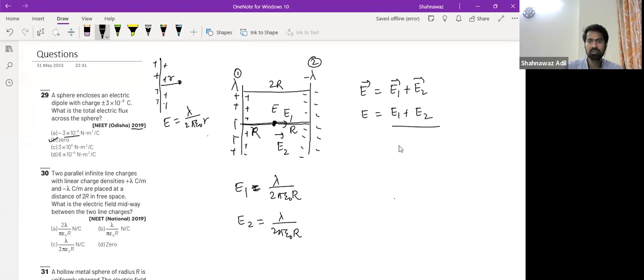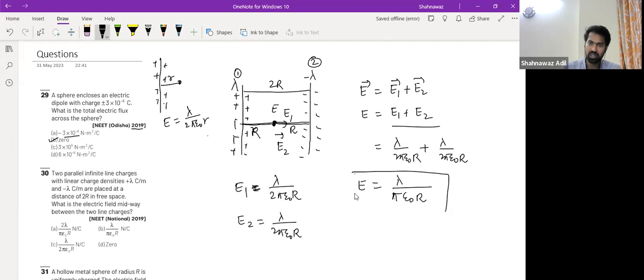So the total would be lambda by 2 pi epsilon naught r plus lambda by 2 pi epsilon naught r. So this is the electric field. And what is the SI unit of electric field? Newton per coulomb. Right. So which is the answer? This one. You guys please note down this part.